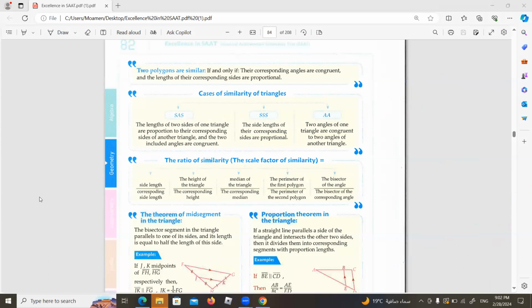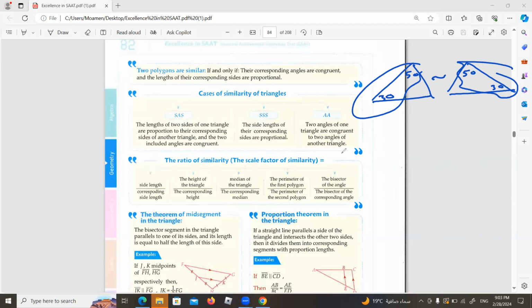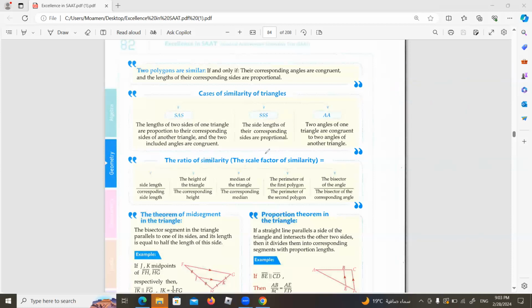The third case is called AA. What is AA? Angle. Two angles from the first triangle are equal to two angles from the second triangle. Only two angles? Yes. If this angle is 50 and this angle is 50, and this angle is, for example, 30 and this angle is 30, then the two triangles are similar. So if two angles equal two corresponding angles from the other triangle, they are similar. So these are the cases of similarity of two triangles.